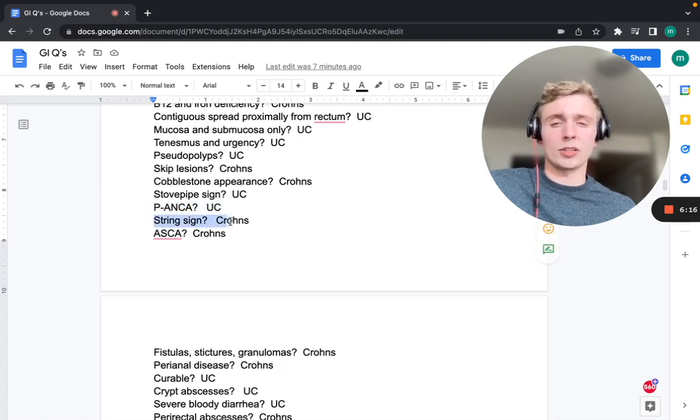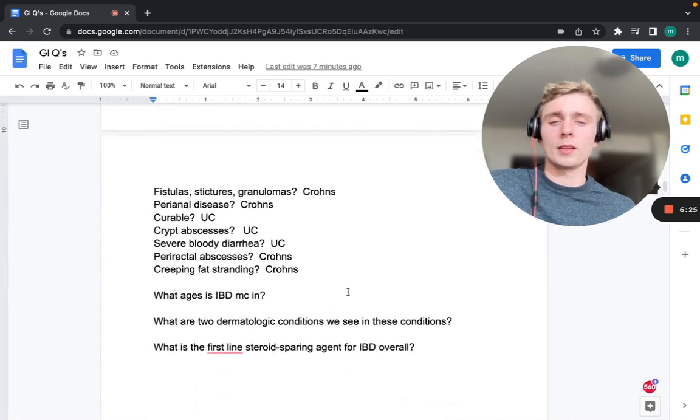String sign is in Crohn's. As the contrast moves through, you can see more of a string. ASCA is going to be Crohn's as well. Fistulas, strictures, and granulomas are also going to be Crohn's. Perianal disease, that's Crohn's.